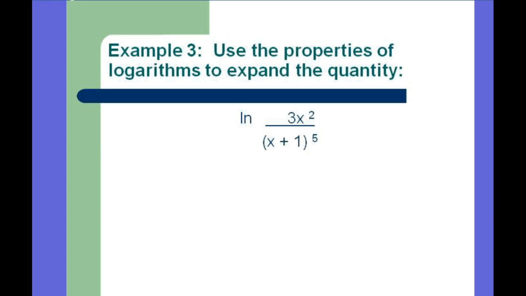Okay, use the properties of logarithms to expand the quantity. So again, you have the natural log of all of this. So the natural log of all of that is like saying, okay, top minus the bottom. So it's the natural log of 3x squared minus the natural log of x plus 1 to the 5th. But we know that any exponent on the inside of the natural log can come out in front as a coefficient. So what that means is that this 5 can come out in front.